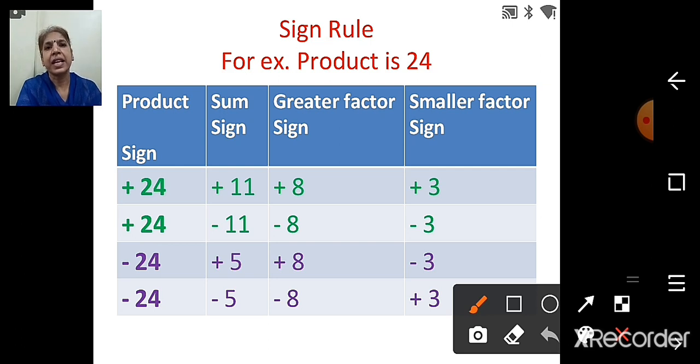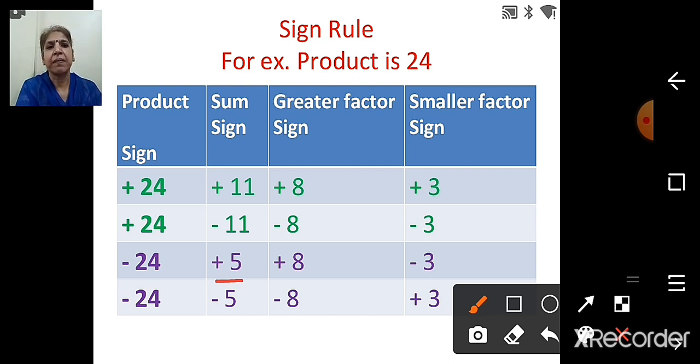Now the next case, negative 24. If your product is negative 24, this negative sign indicates that the difference of the factors will be the sum. Sum is 5. So the difference of the factors, which factors will you take whose difference is 5?